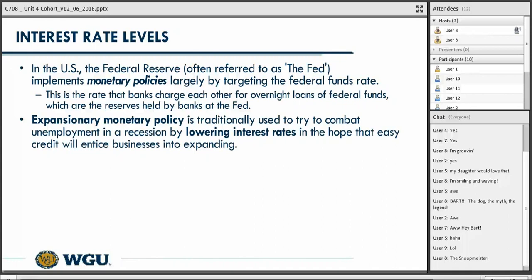In the event of an expansionary policy, we use that to try to combat unemployment. We lower interest rates. If the Fed lowers interest rates, banks can borrow more and businesses can borrow more. Businesses that borrow more expand, hence the term expansionary. And when they expand, the assumption is that they will hire more people.